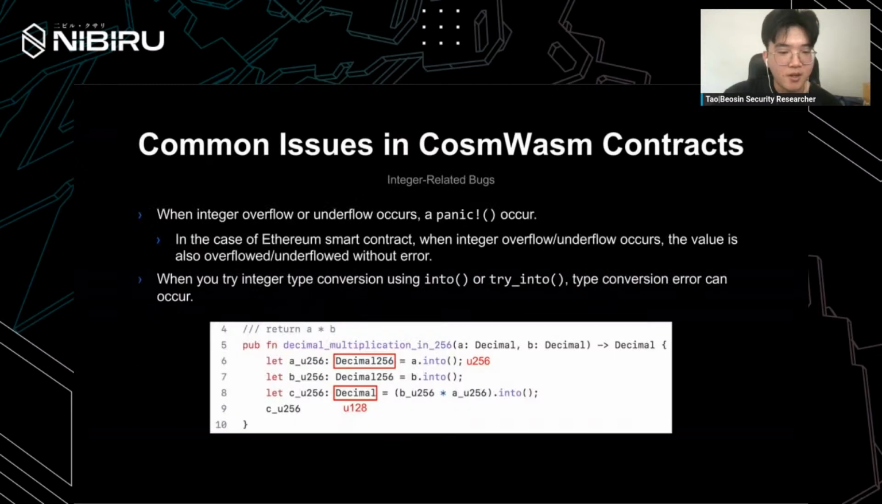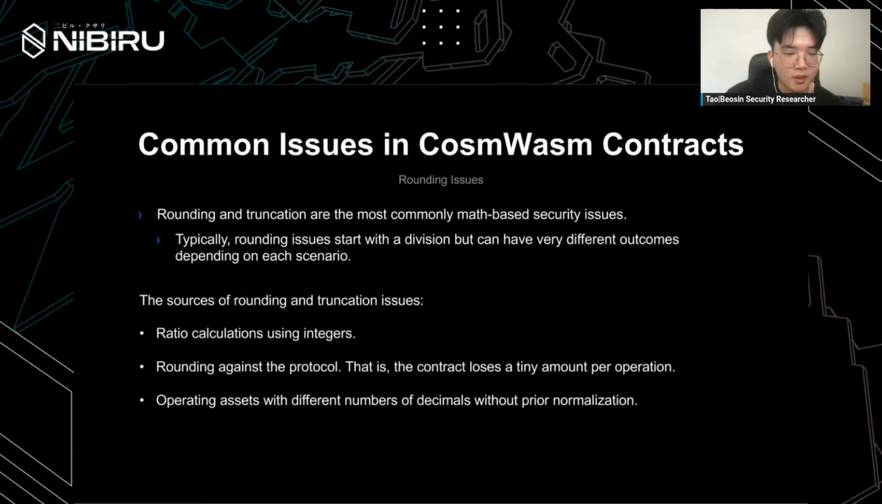Just like our example before. When we do the calculation, we only use an int128 variable to contain the result of the addition of two uint256 variables. So those are the three common scenarios causing rounding issues and also truncation.